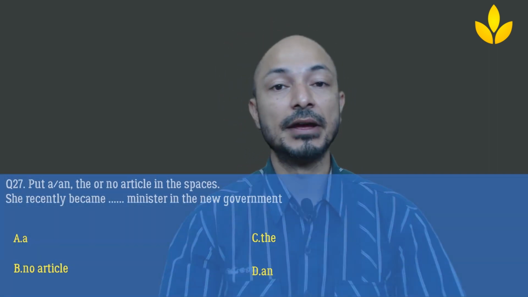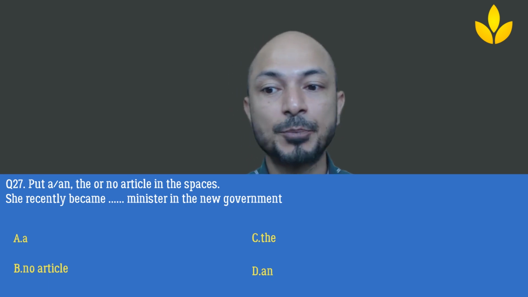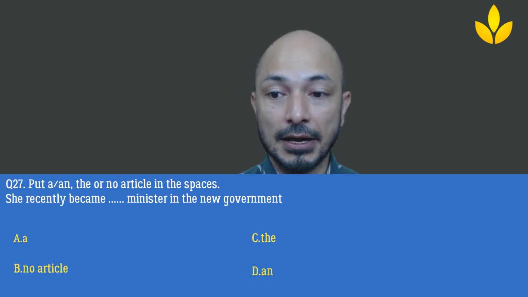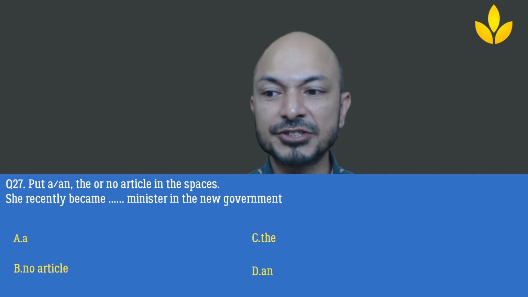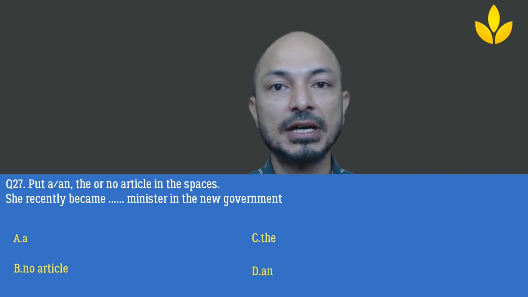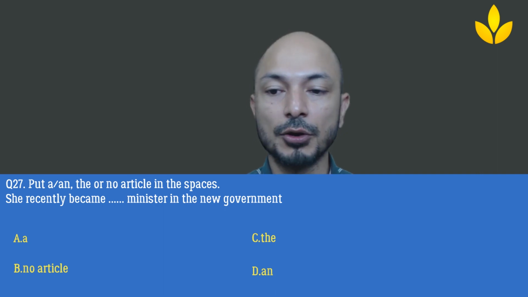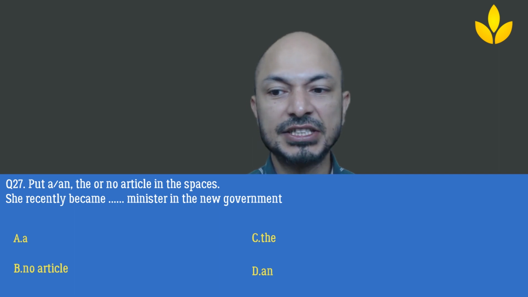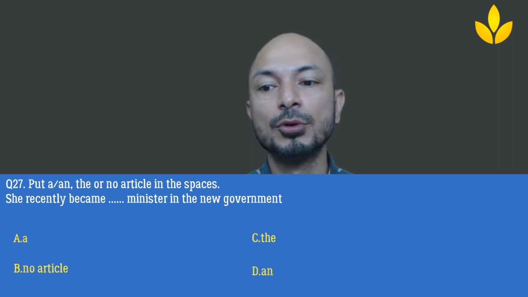Here with the solution for question number 27 in the verbal section of the Wipro pattern test. And it's again a question of articles. It says put a and the or no article in the spaces. The lines read, she recently became dash minister in the new government. And the options, of course, it's a and the or no article. Over here, we have to choose option A, which is a. She recently became a minister in the new government.